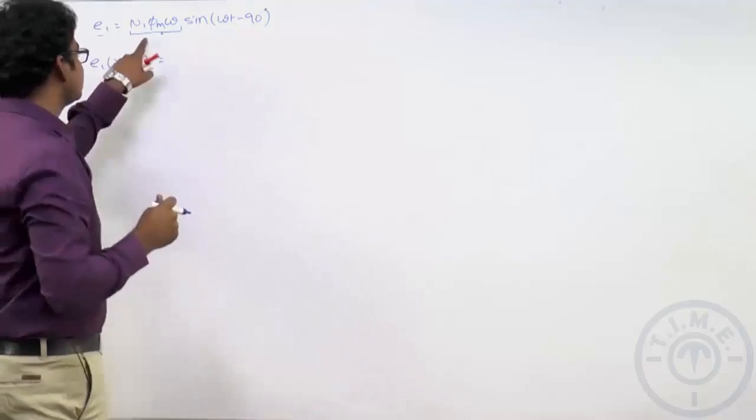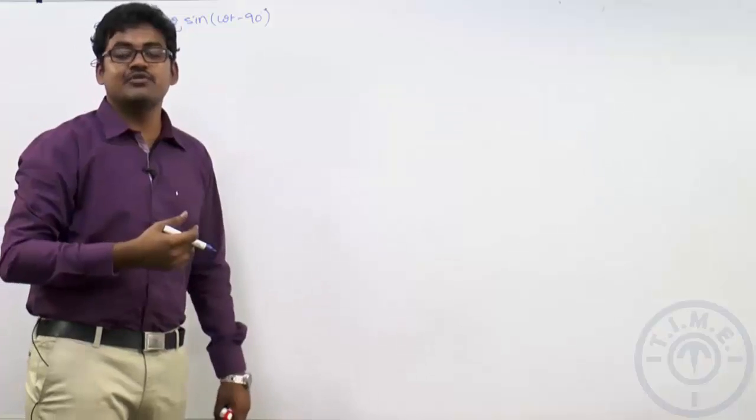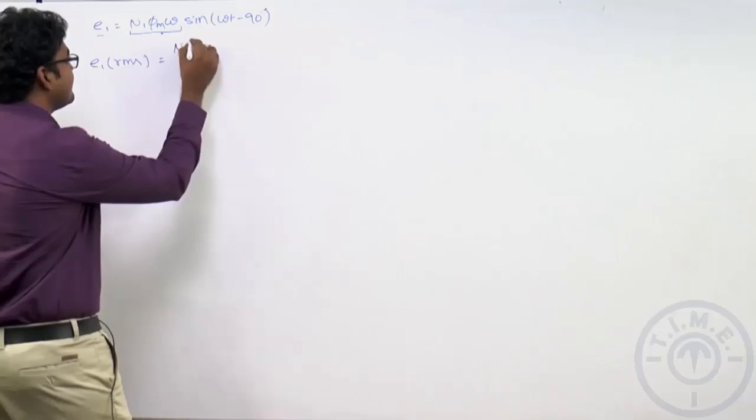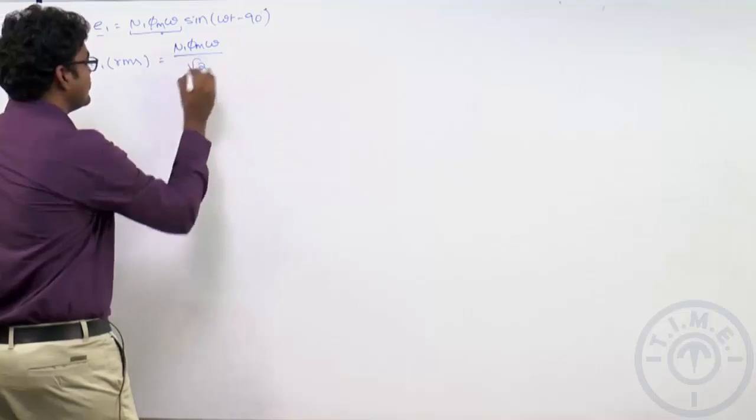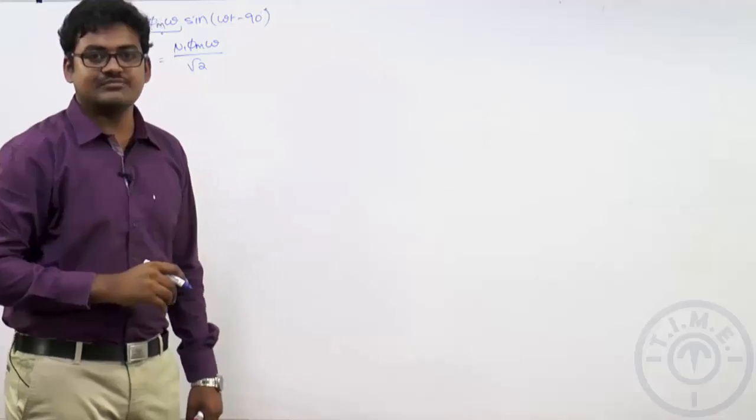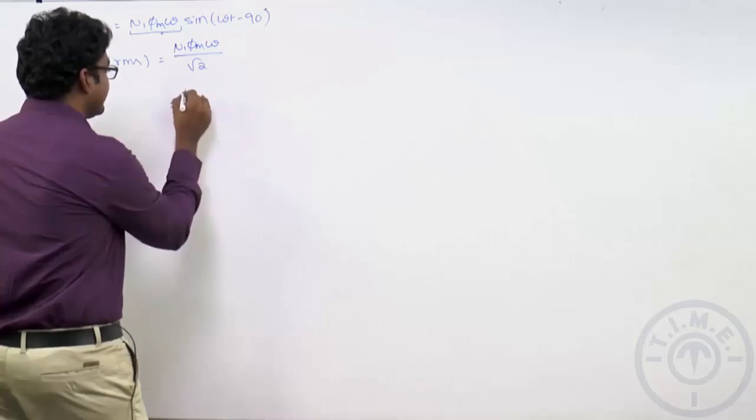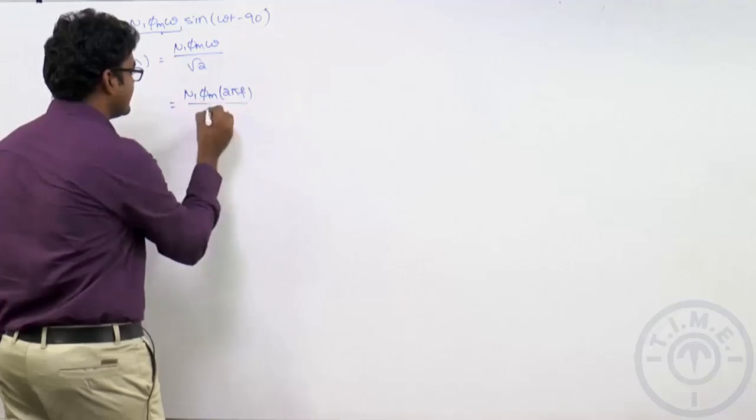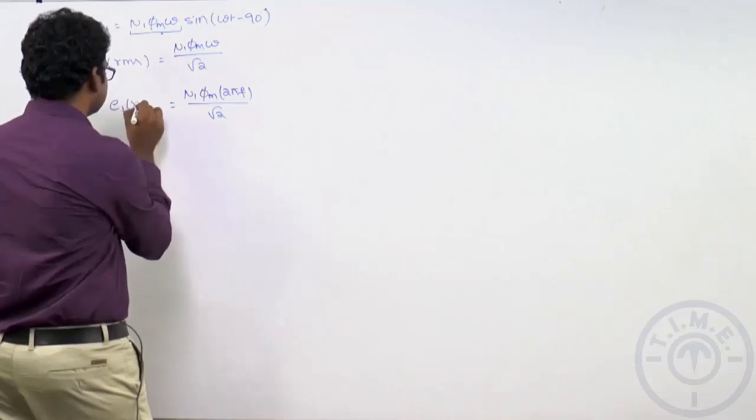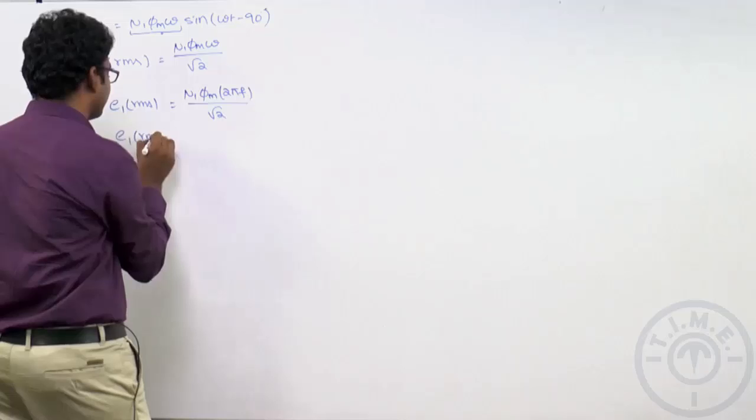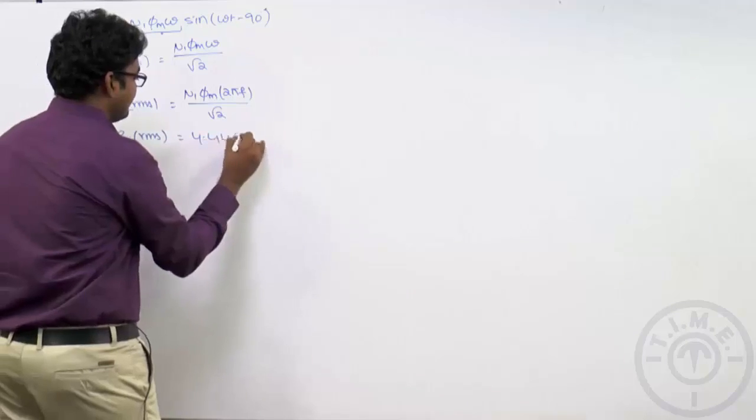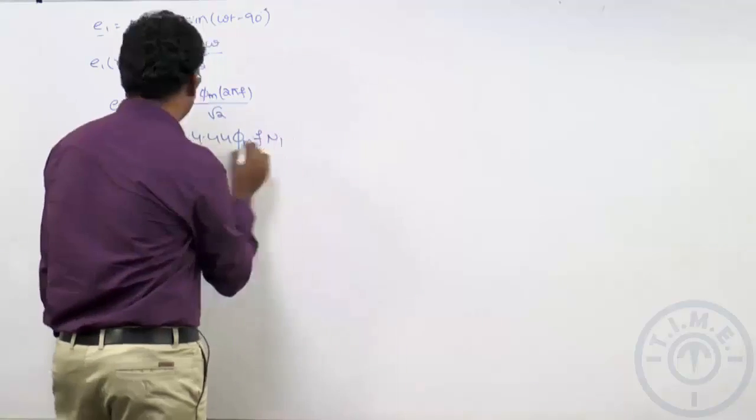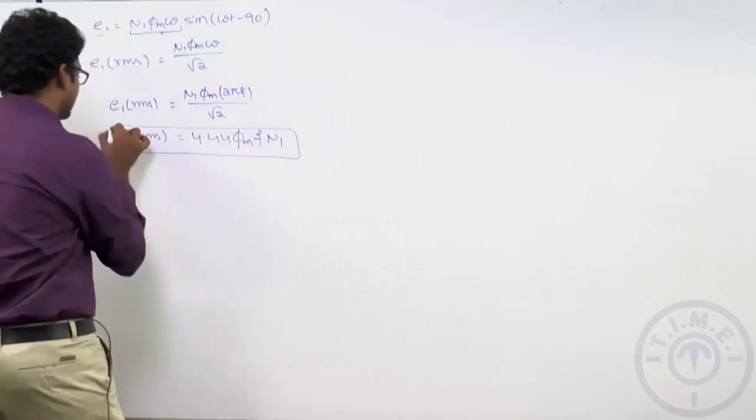If this is the maximum value of the voltage, then what will be the RMS value? We know that once you know the peak value, you can easily calculate the RMS value, which is equal to N1 into phi m into omega by root 2. This is the formula for the RMS value. Now let me rewrite this: N1 into phi m into omega means 2 pi f by root 2. If you solve this, the RMS value of the induced EMF is equal to 4.44 phi m f into N1. This is the equation that you are going to obtain.